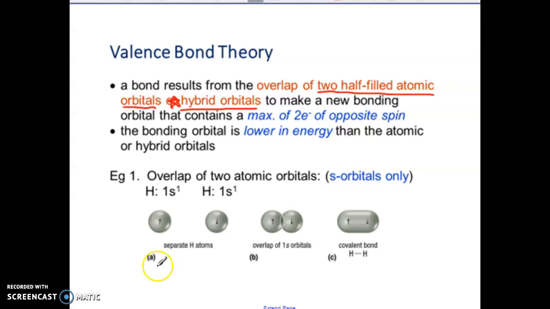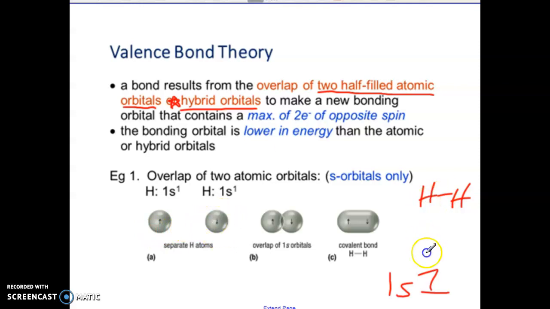So for example, we'll take a look down here for a second. Let's say we're looking at a hydrogen molecule. So it's a single covalent bond. Hydrogen's energy level diagram has one half-filled orbital that's the 1s orbital type. That's what this picture is showing you. This is one hydrogen's 1s, and this is the second hydrogen's 1s.